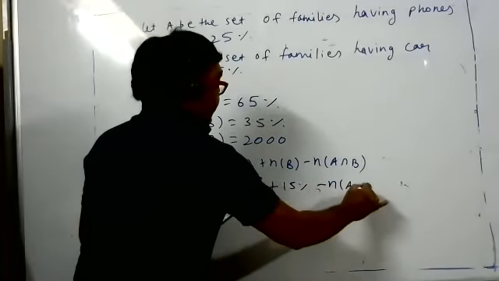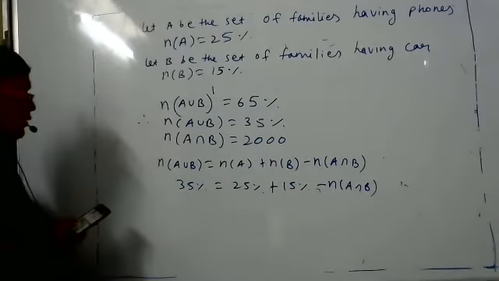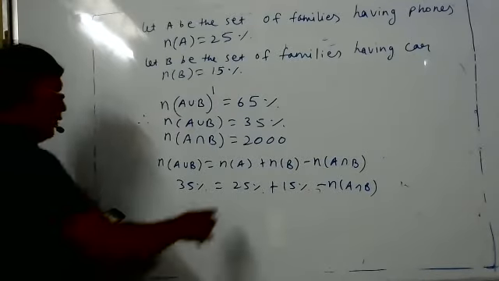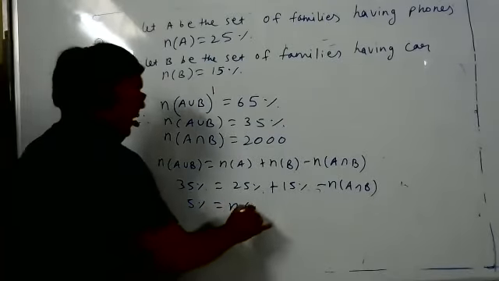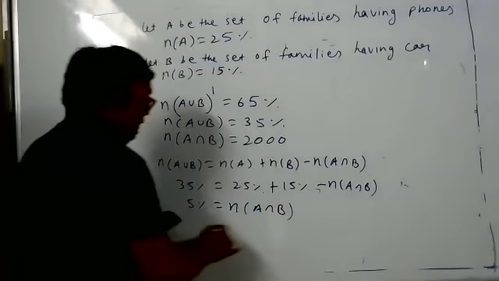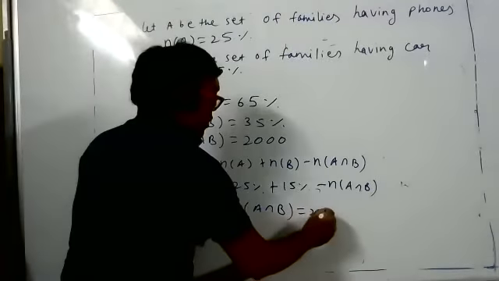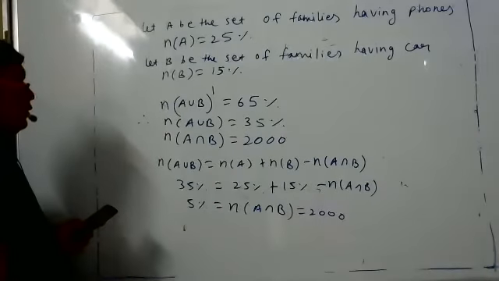So A intersection B will be how many percent? 5%. Right? 35 equals 25 plus 15 minus A intersection B, so 5% is the number of A intersection B. But that is equal to 2000. So what?